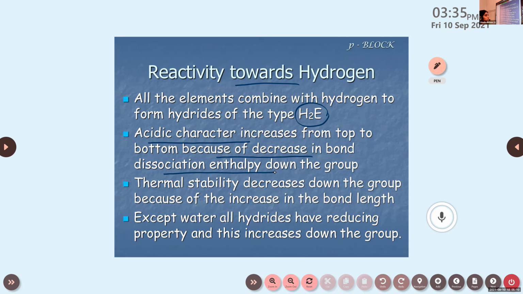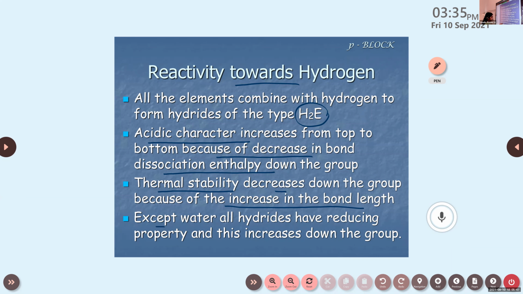Only a small amount of energy is needed to break the bond between the atoms when we move from top to bottom in a group, and their thermal stability also decreases down the group. That's why it's very easy to break the bond between these atoms. So you have to remember: acidic character increases from top to bottom, their bond dissociation enthalpy decreases from top to bottom, and their thermal stability also decreases down the group because of the increase in bond length. Bond length increases in a group from top to bottom.